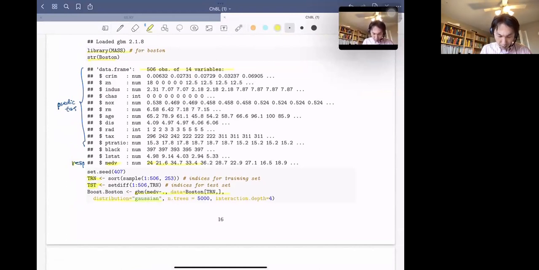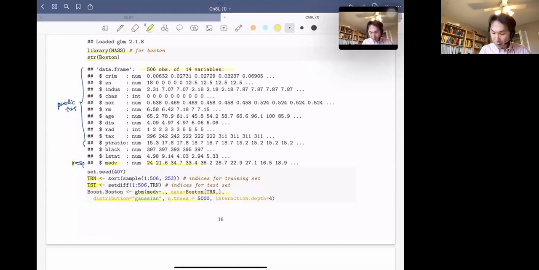And the distribution is, we have several options. The Gaussian and probably the Bernoulli are the options. Gaussian is usual for the continuous response, and we use the squared error as a criterion. Bernoulli is the case for the classification.